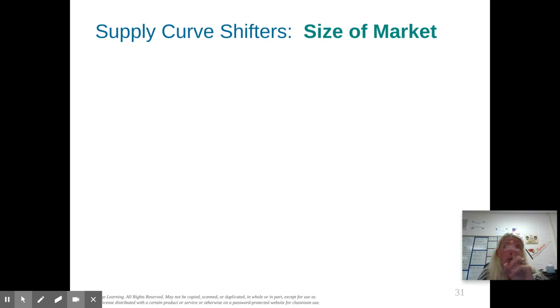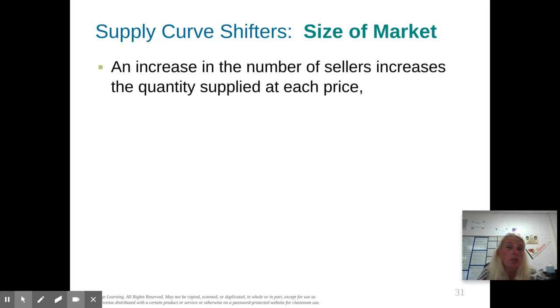So we've got technology, input prices, expectations, and S. That's the S in TIES, size of market. An increase in the number of sellers will, of course, increase the quantity supplied at each price, and vice versa. So when there's more sellers in a market, the supply curve will shift, because if there's more suppliers, there's more supply. That has nothing to do with the price. It just means that maybe a couple more people opened a latte business, a coffee shop, and therefore there's more lattes out there to buy.